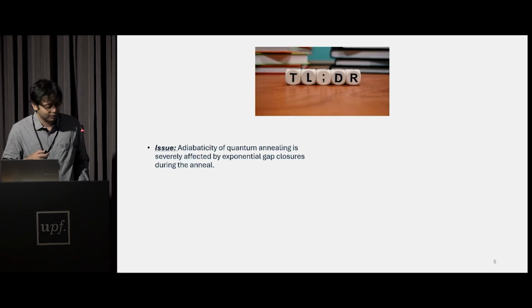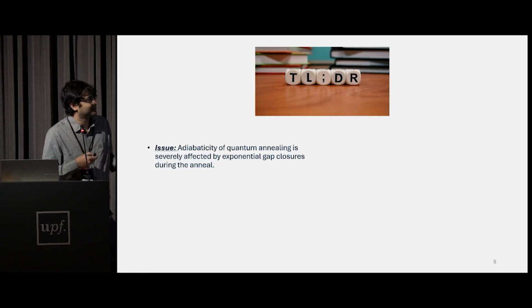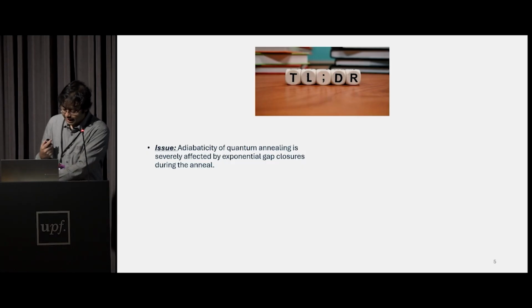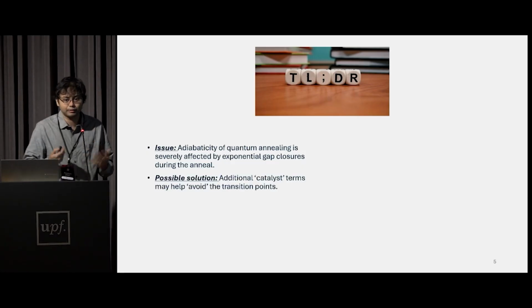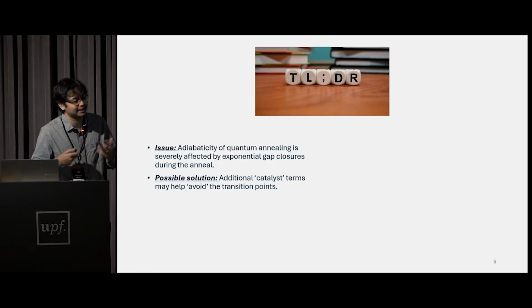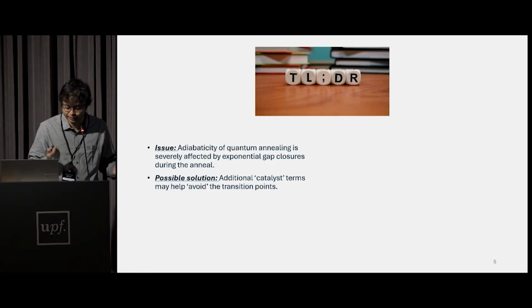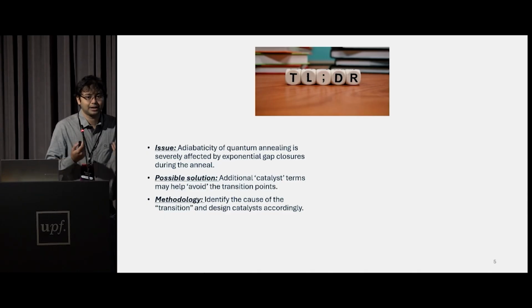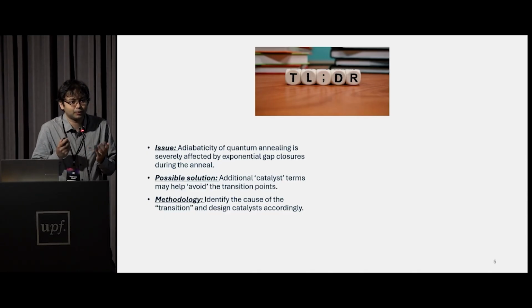Great. So if you are sleepy in the morning, I hope, or jet lagged, this is the TLDR of my talk. The first thing is I'm going to talk about the issue of quantum annealing, which is that adiabaticity is severely affected by exponential gap closures during the anneal. And I'm going to look at solutions. The solution which I'm going to propose is utilization of catalyst, which sometimes helps avoid the transition points. But what I'm going to try to do is put some method behind finding a good catalyst. And that's the goal, basically, of the talk.